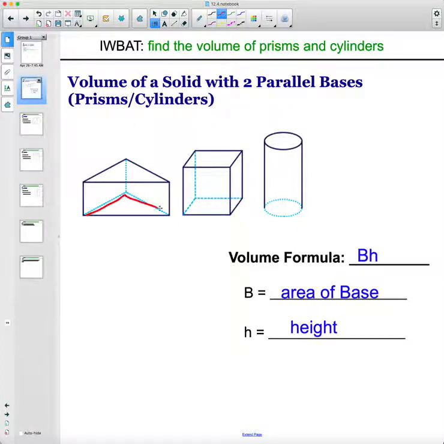So in this case, the triangle is the shape that stays uniform. So this is your base. A cube, all the sides are the same, so you could use any square as the base. And then the base for the cylinder is those circles. So the volume formula is area of the base times the height of the shape. So remember, the height connects the bases. Okay, so the segment or length connecting the bases.